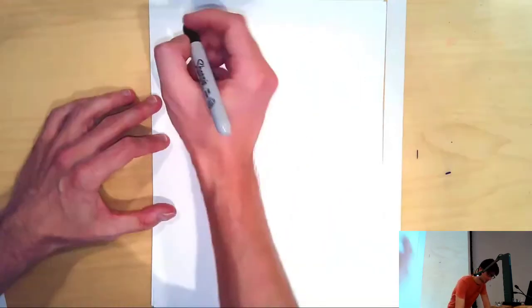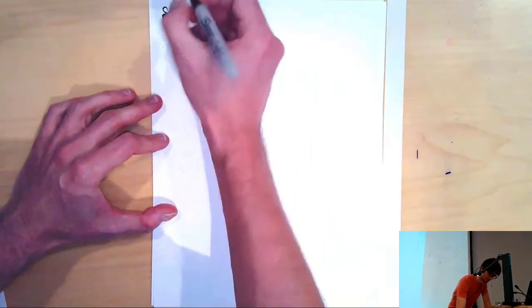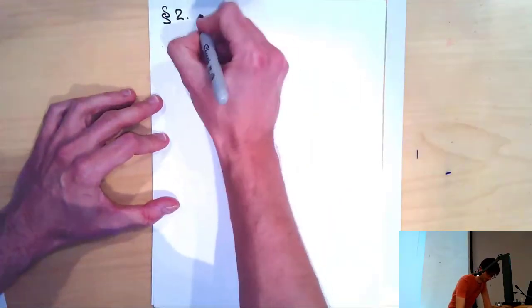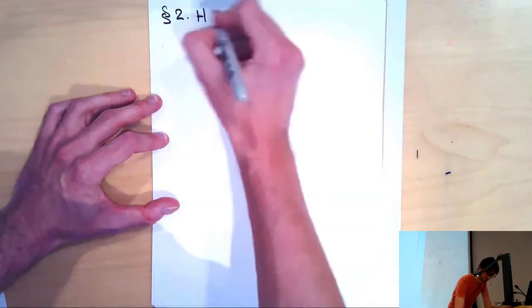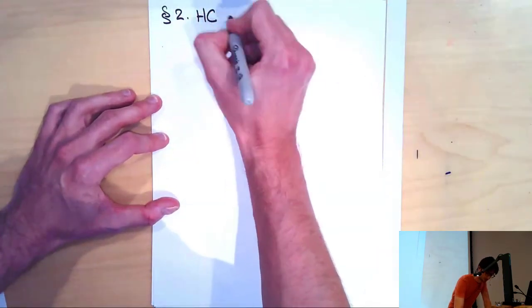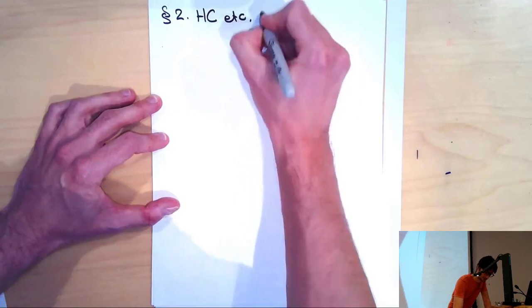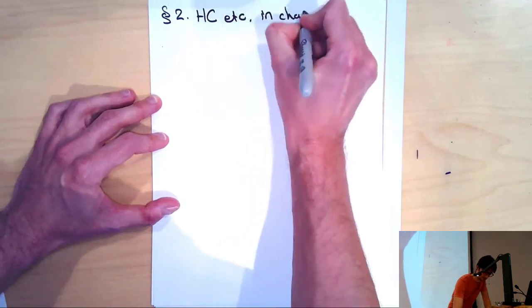And that is essentially the end of the classical theory as I want to present it. Our goal now will be to move on a little bit to the situation in characteristic p. So let's say cyclic homology and all of its variants in characteristic p.